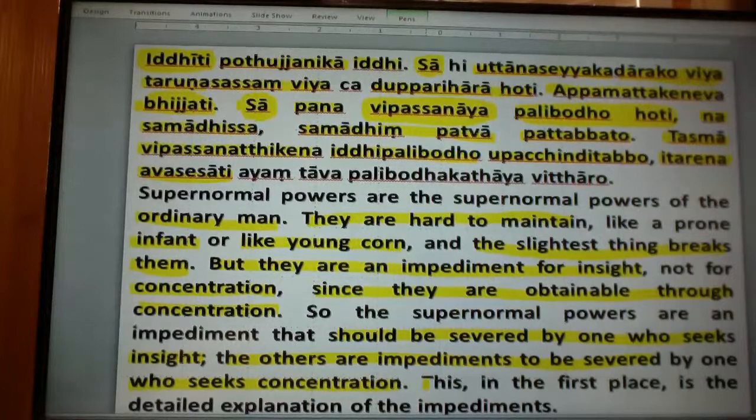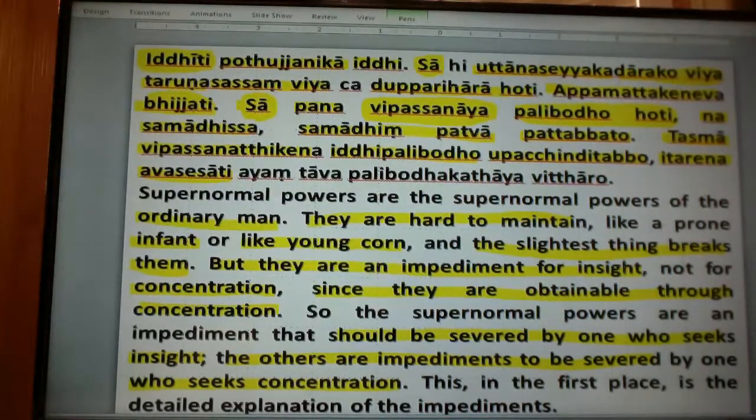So this is a detailed explanation of the impediment. This is enough. We don't need to discuss too long. Okay, so right now we have finished the impediment. So we go to the next one.